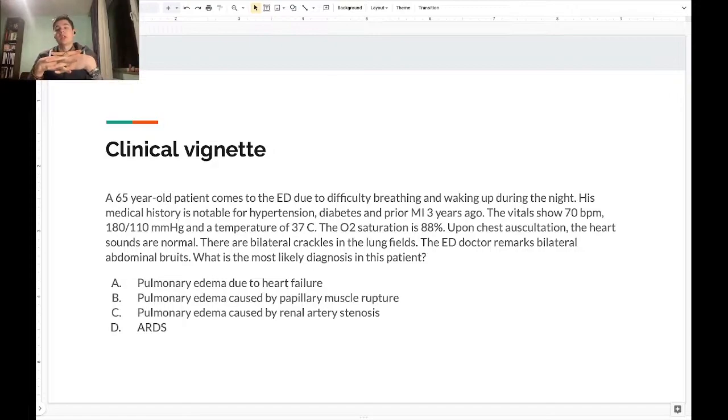On chest auscultation, the heart sounds are normal. There are bilateral crackles in the lung fields. The ED doctor remarks bilateral abdominal bruits. What is the most likely diagnosis in this patient? Pulmonary edema due to heart failure, pulmonary edema caused by papillary muscle rupture, pulmonary edema caused by renal artery stenosis, or ARDS. Let me know your answer in the chat box.